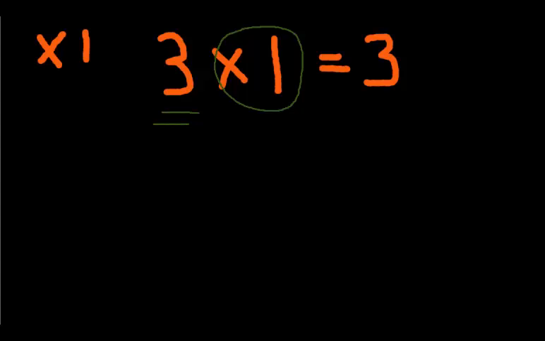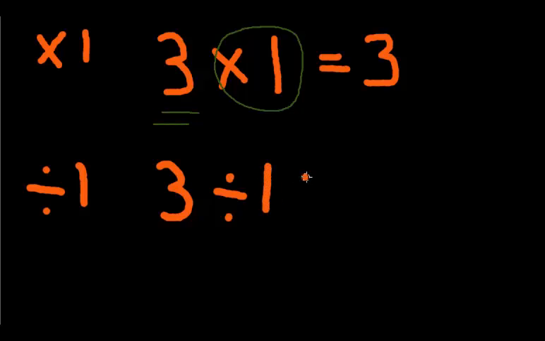Our division fact rule for dividing by 1 is actually the same rule as multiplying times 1. So if I have 3 divided by 1, I will get back 3.